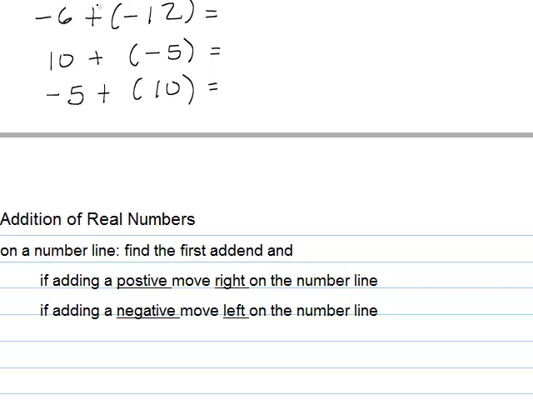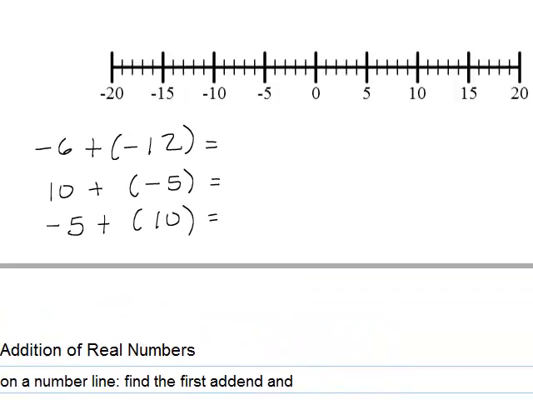Add-ins are the two things that we are adding, and we find the first one, that in this case you see up here, this would be -6. So we're going to find that on a number line. Let's see how this works by using our number line.